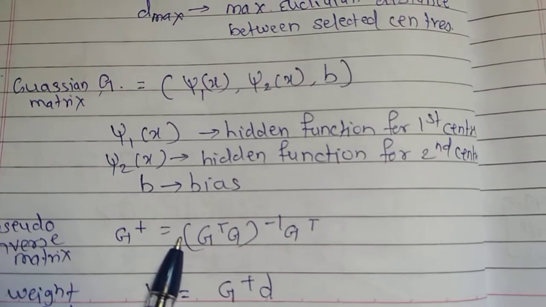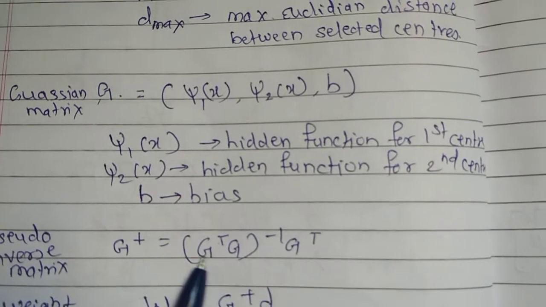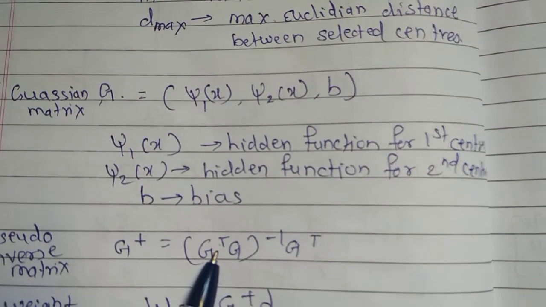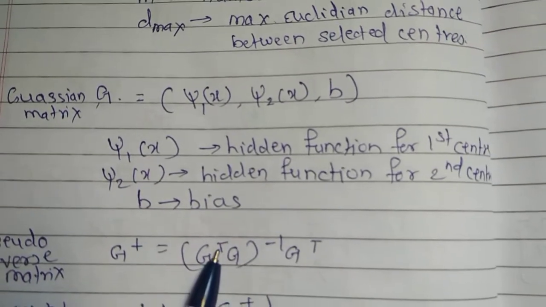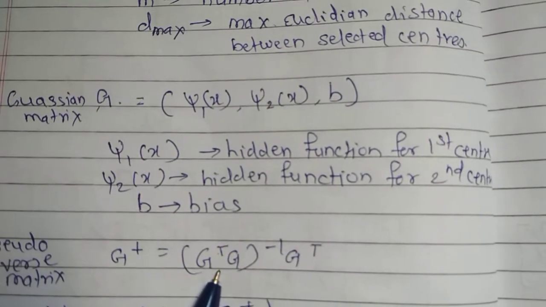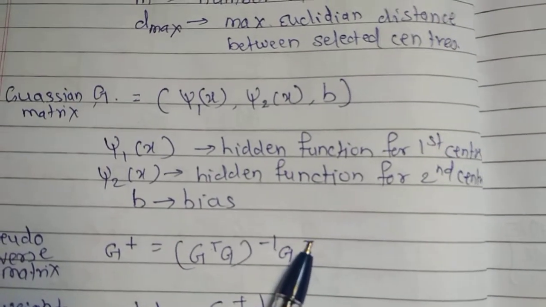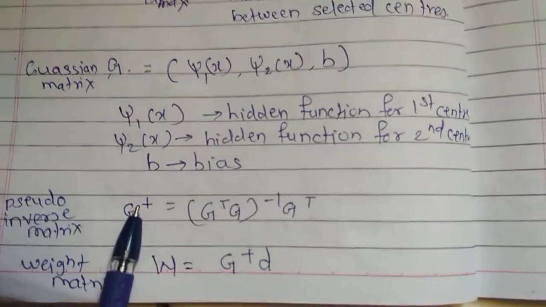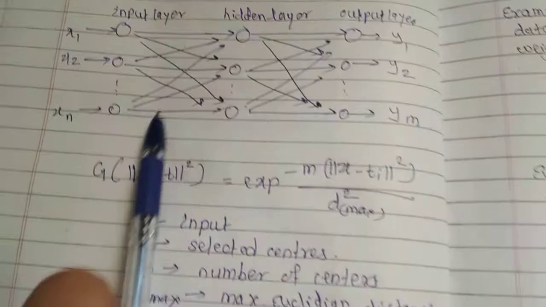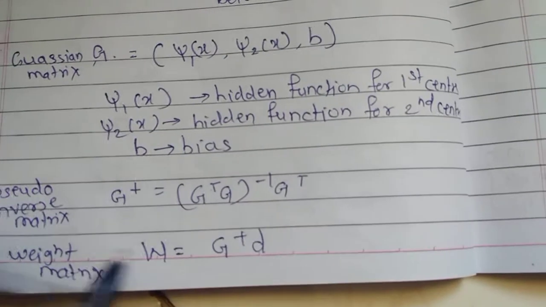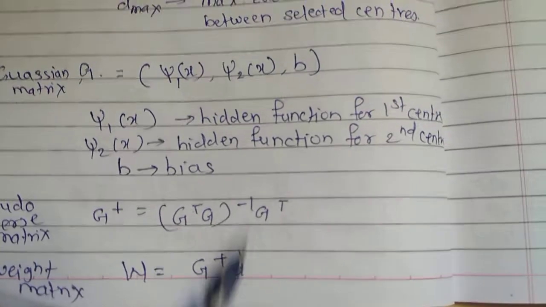G plus matrix is calculated from G transpose into G. So, take the transpose of G, you will get G transpose, multiply that G transpose with G, you will get one matrix. Take the inverse of that matrix, you will again get one matrix. Then that matrix is multiplied again with G transpose. Then you will get the G plus matrix. Then this G plus matrix is used to calculate the weights. So the weights are calculated as G plus matrix into the desired response.